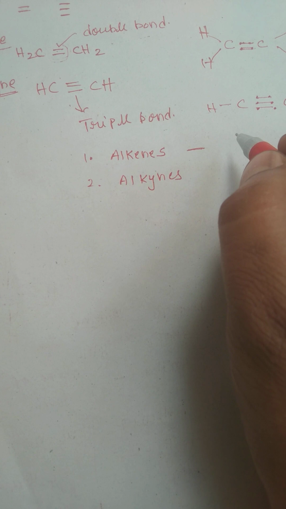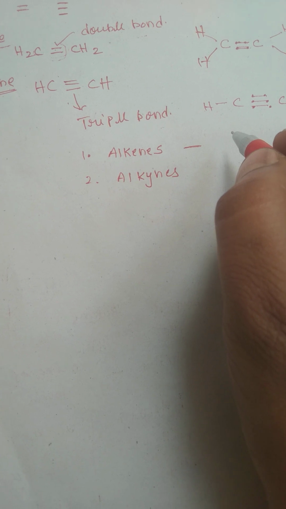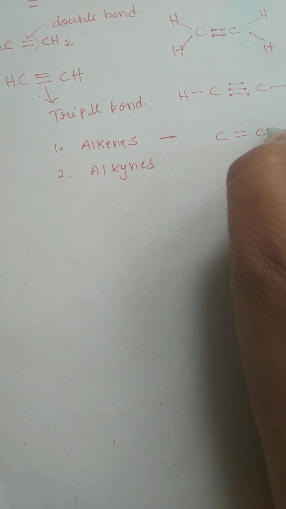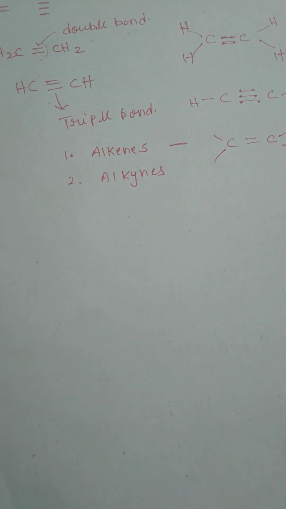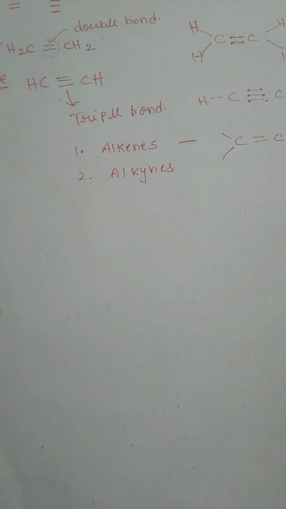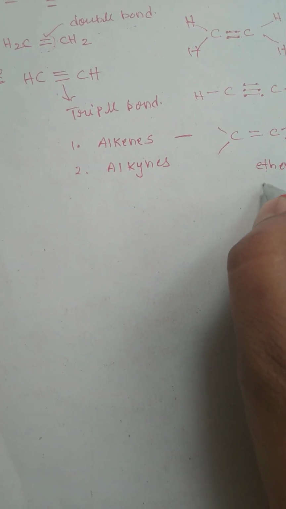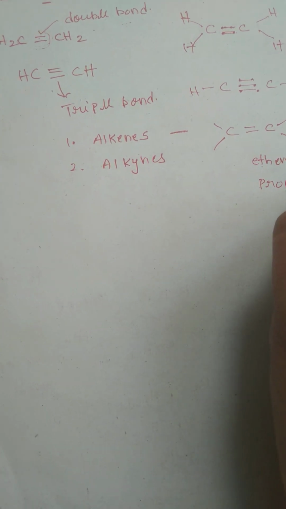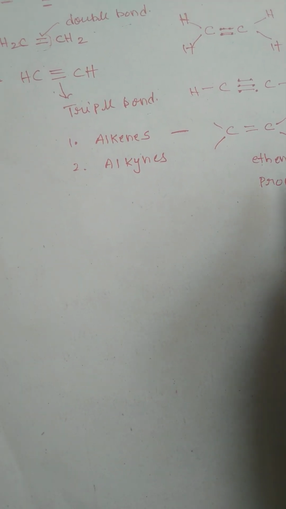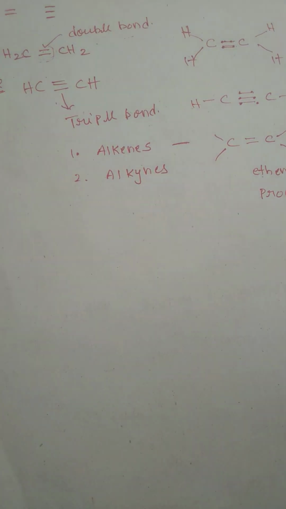Thus, alkenes contain a double bond between two carbon atoms, which is formed by the sharing of two electron pairs. That is, an alkene contains a carbon, double bond, carbon group. Examples of alkenes: ethene and propene are two alkenes because they contain a double bond between the two carbon atoms. That is about alkenes.